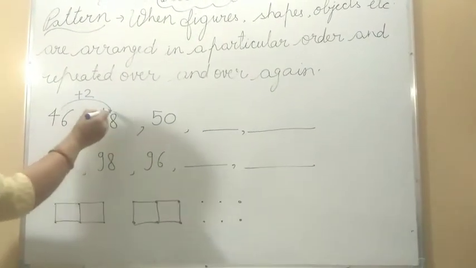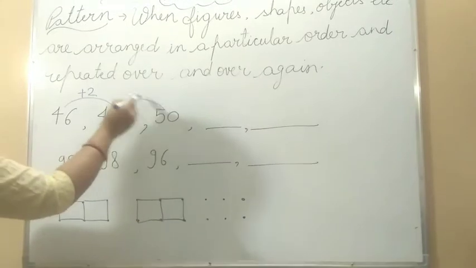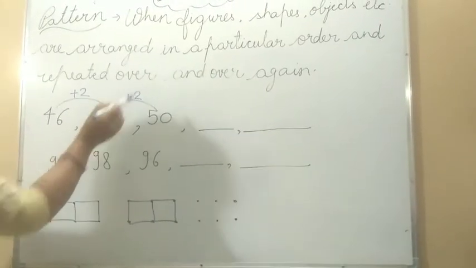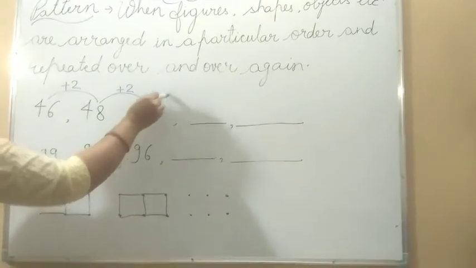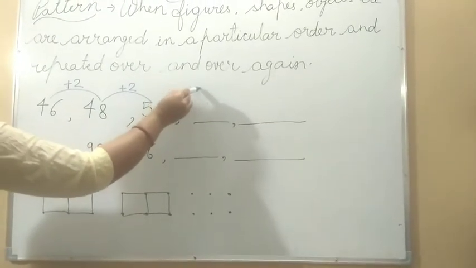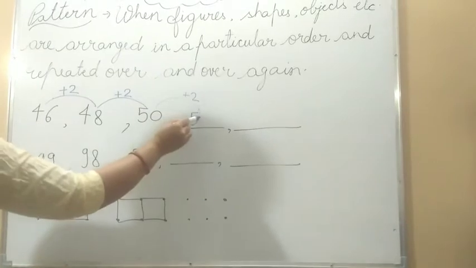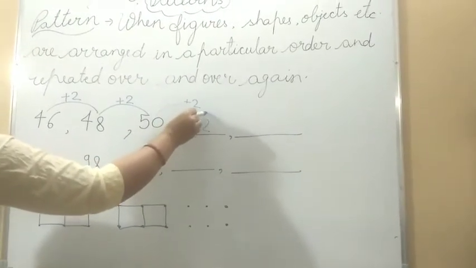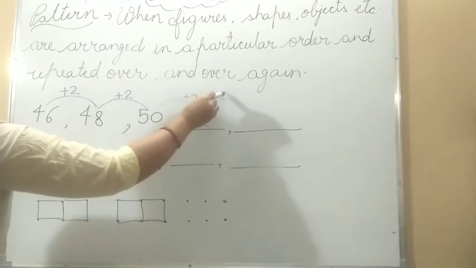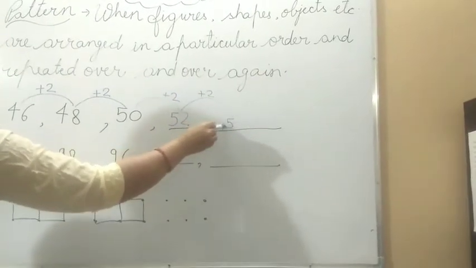Okay. Again, 48 plus 2. We are getting 50. Now we have to add 2 again, 50 plus 2. Which number will come here? 52. Now to 52 you have to add 2 again. In this way you have to complete the pattern.